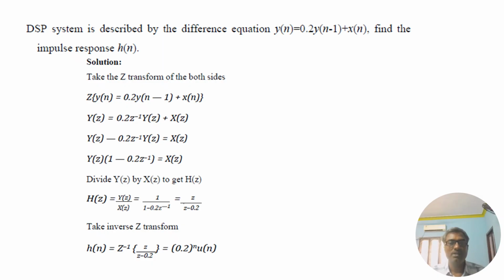So for the given difference equation, first you take the Z transform. When we take the Z transform, what we will get is Y of z equals 0.2 z inverse Y of z plus X of z. Then you segregate Y of z terms on the left hand side and X of z on the right hand side. Then you find the ratio of Y of z by X of z, which is nothing but the system function H of z. What we will get is z by z minus 0.2. Then take the inverse z transform for the obtained system function. The final result is 0.2 power n into u of n.